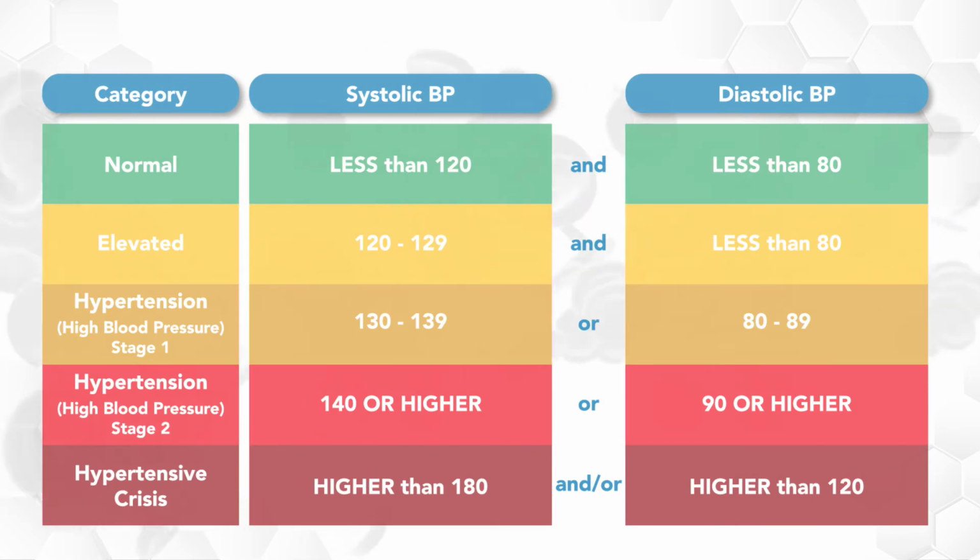Then we have hypertension stage 1, which is the first stage of high blood pressure. In this category of blood pressure, the systolic figure would range from 130 to 139, or the diastolic would range from 80 to 89. The next category is hypertension stage 2. Here, either the systolic blood pressure would be 140 or higher, or the diastolic would be above 90. Finally, then there is the hypertensive crisis category. In this category, either systolic blood pressure would be reading higher than 180 or diastolic would be higher than 120.